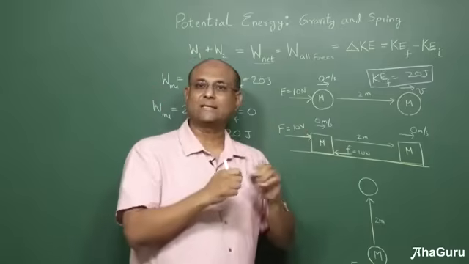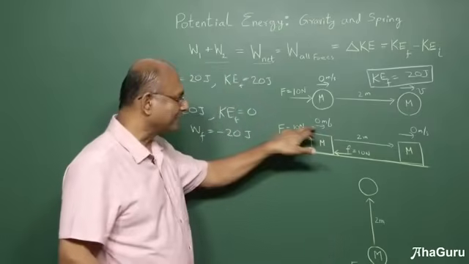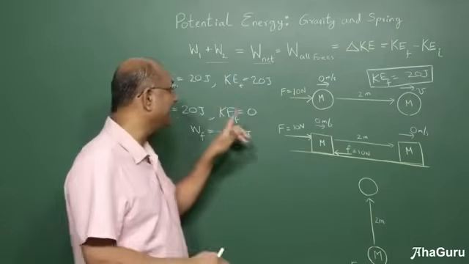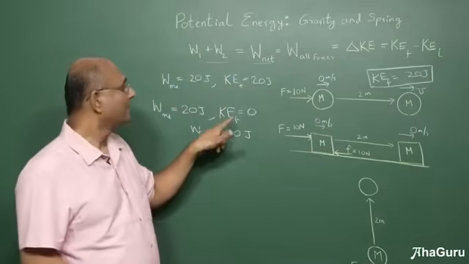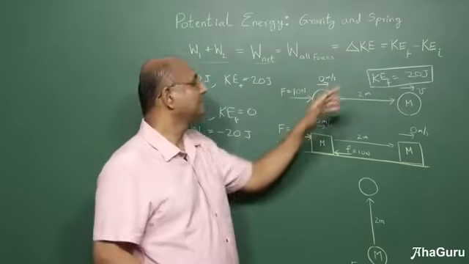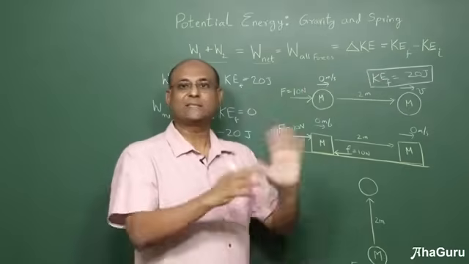Imagine that we are doing this extremely slowly. It really doesn't matter. This could have started at 5 meters per second and ended at 5 meters per second. We would have said the change in kinetic energy is 0. What matters is not the final. What matters is the change. Since initially is 0, final is 0, change is 0.